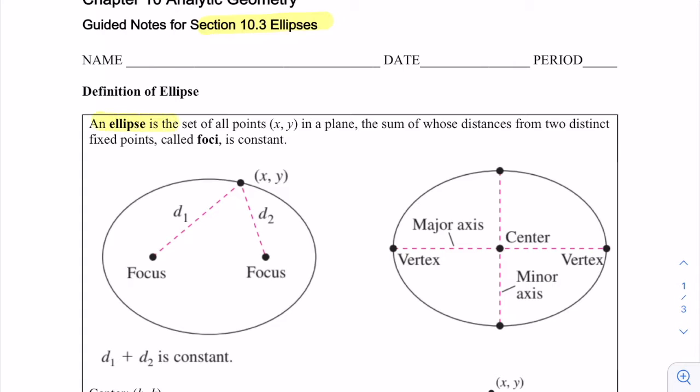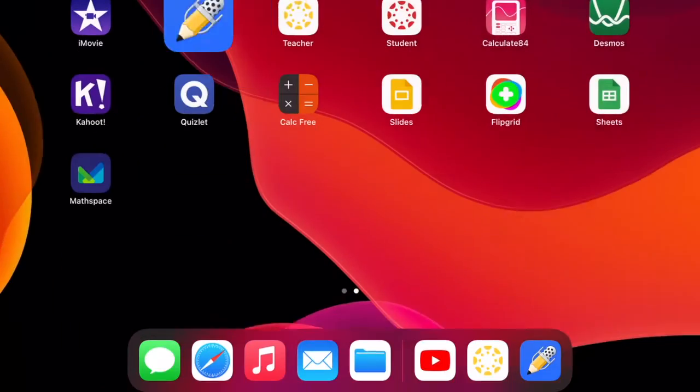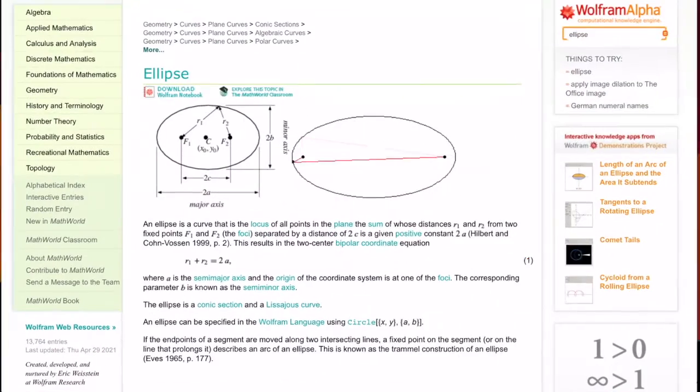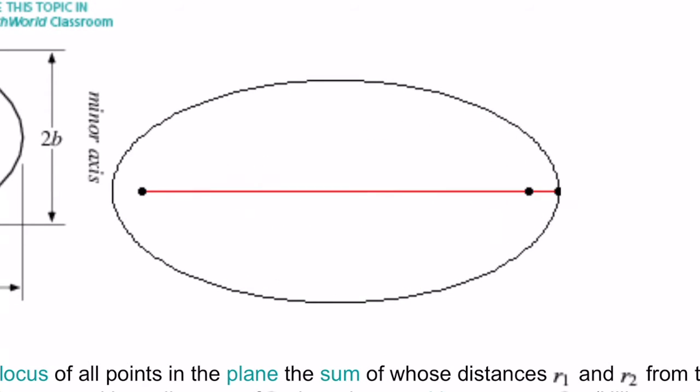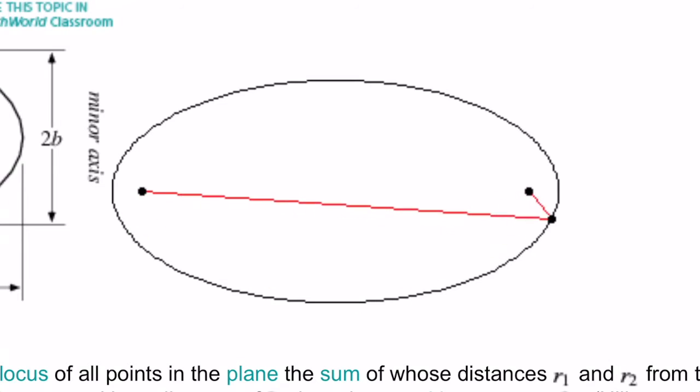So the ellipse is the set of all points in a plane, the sum of whose distances from two distinct fixed points, called the foci, is always going to be constant. So here are the 2 points, the plural of focus is foci, and you can see that we have D1 and D2, and D1 plus D2 will always be constant. That string length is going to stay constant, and we're able to draw the ellipse as a set of all those points.